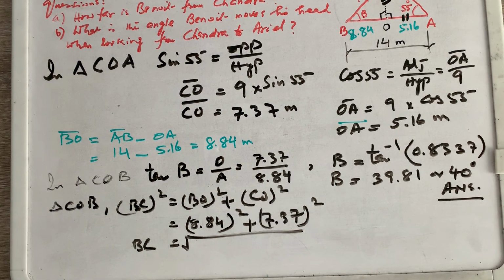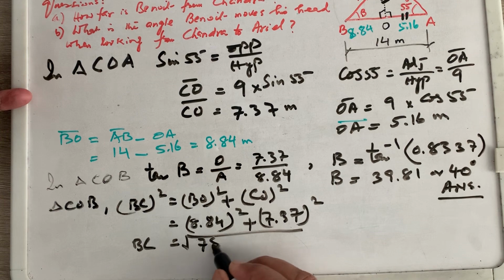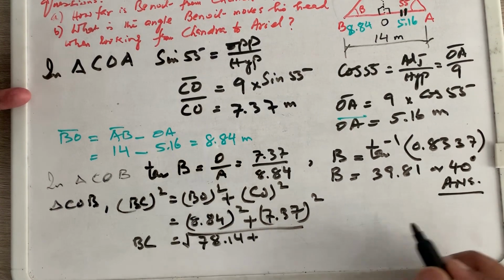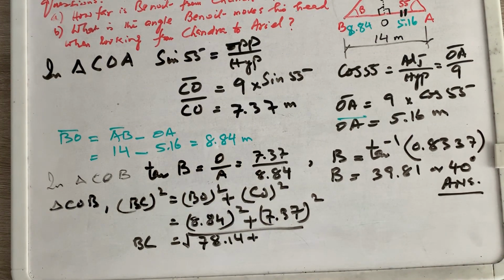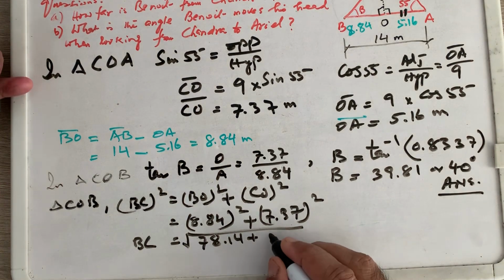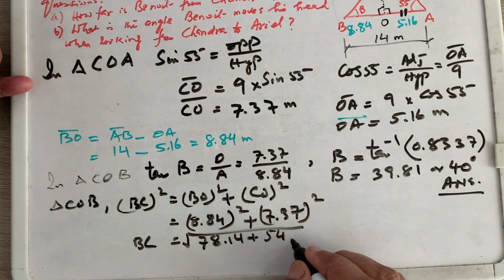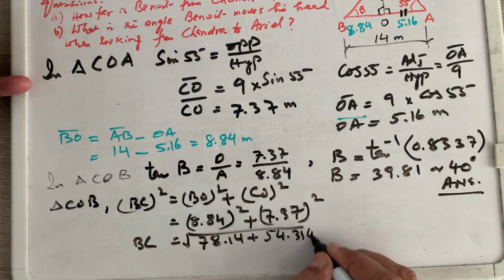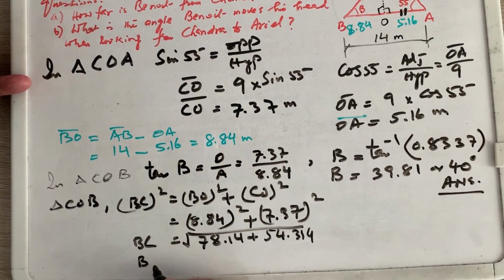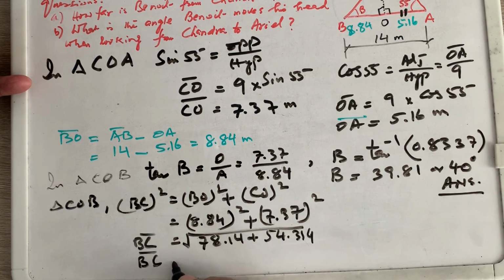Let me check it one more time. So 8.84 whole square, 8.84 times 8.84, it comes out to be 78.14. So this is 78.14 plus 7.37 whole square, 7.37 whole square, which is 54.314, right? Then we take the addition and then we take the square root to get my BC.